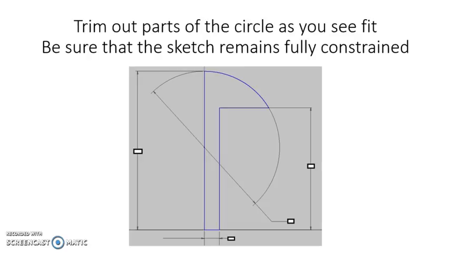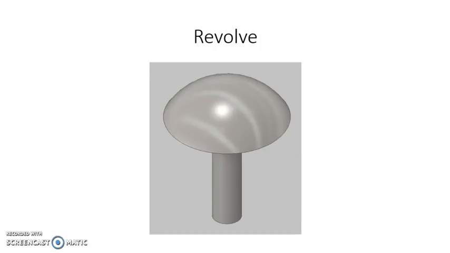After you finish with this, then the last step is to simply revolve around that vertical axis that you see on the left-hand side. And whenever you get that, the peg is done. Congratulations.